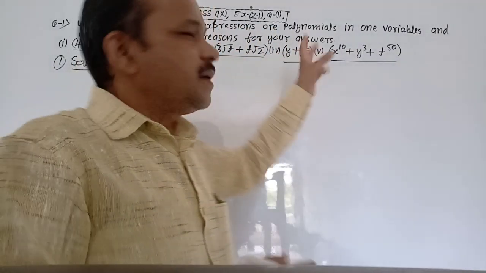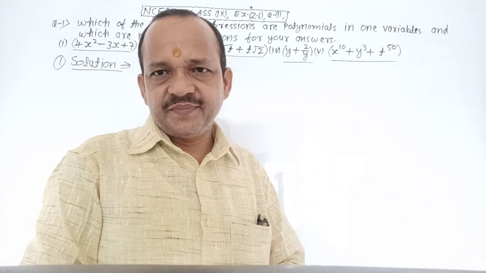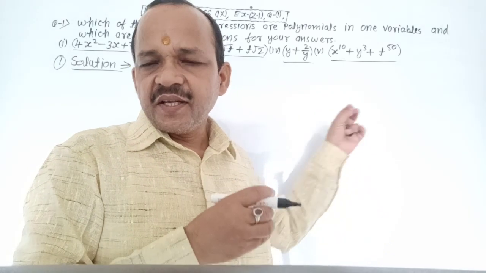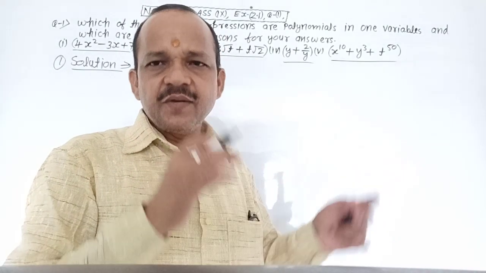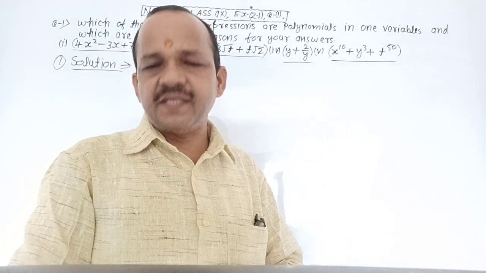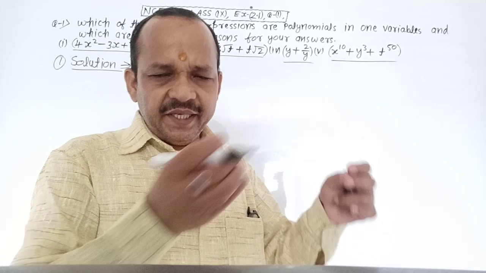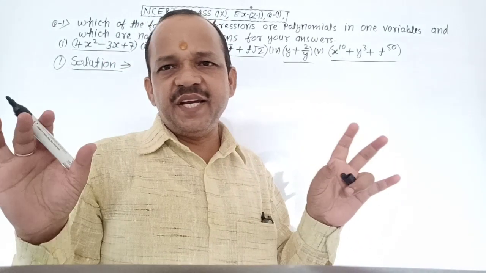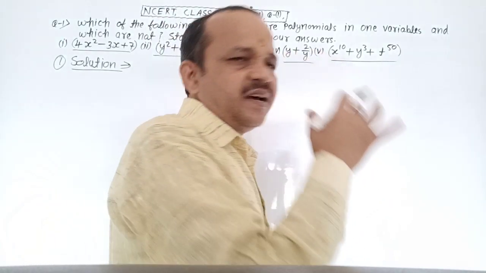There are 5 expressions. You solve these and give the reason why each is a polynomial in one variable, or why it is not a polynomial. Clear? No confusion about it. Very good. See the board.